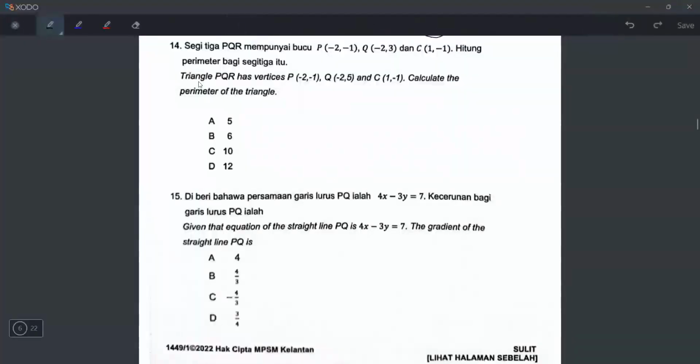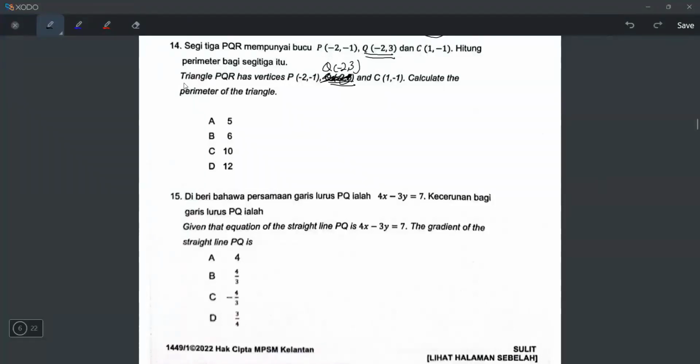Let's go to number 14. Okay, there's a mistake in this question. If you look at the Malay version, it says Q is -23, but in the English version it says -25. So actually the English version is wrong already. This should be -23. So the Q point is -23. It means we follow the Malay one lah.